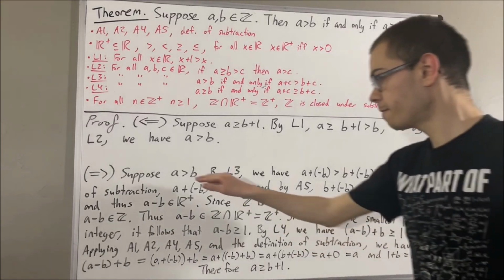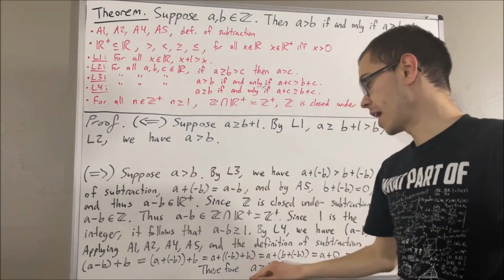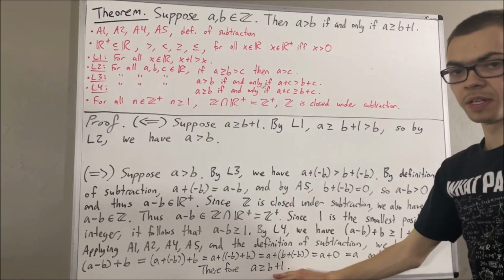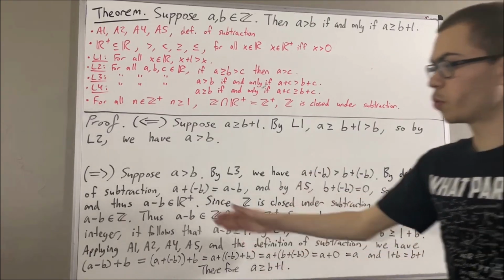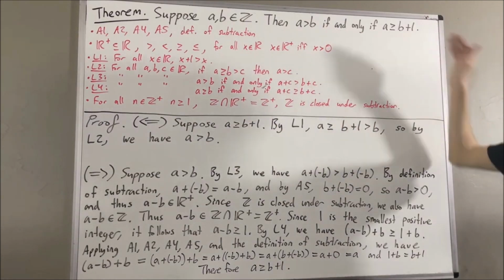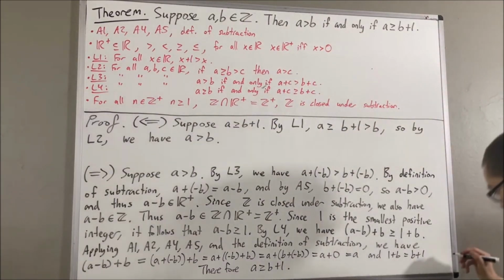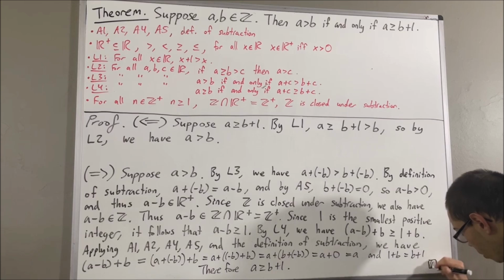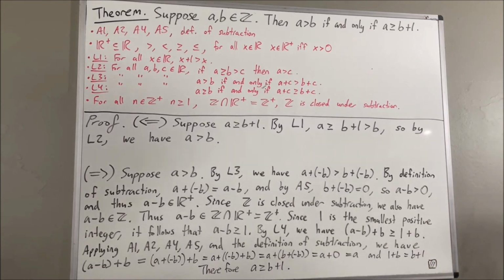So we have shown if a is greater than b, then a is greater than or equal to b plus 1. And so at this point, we have proven both the forward and converse of this statement. So we are done. This completes the proof. And so that's pretty much it for this video.